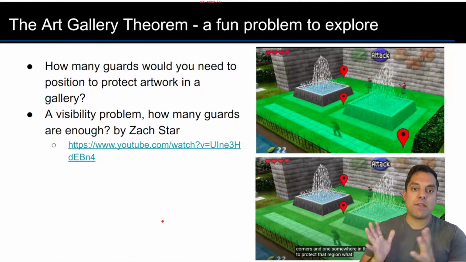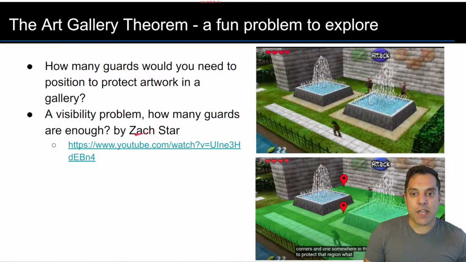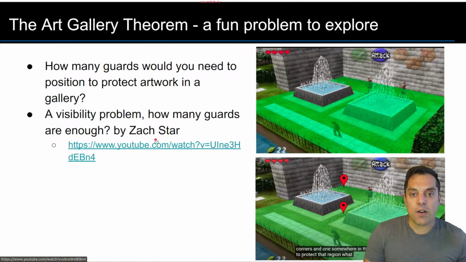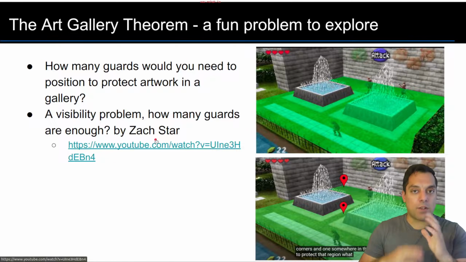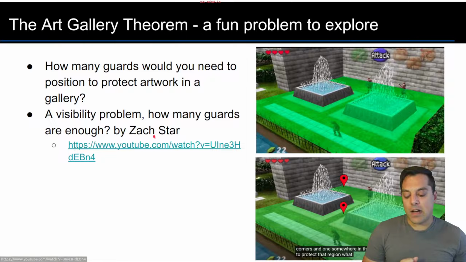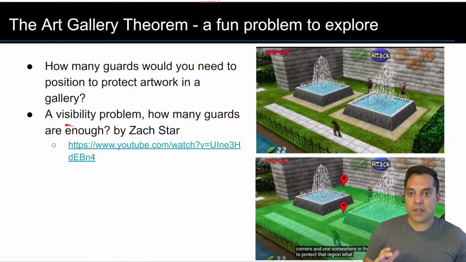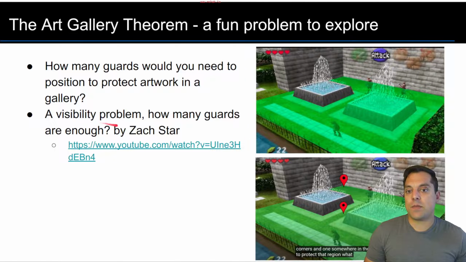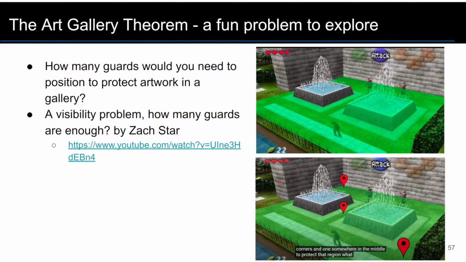All right, and just to give you a few fun things, I want to give a shout out to this channel. This had a very fun video on more computational geometry problems related to triangulating objects. There's the art gallery theorem. This is probably the first problem that you learn about. It's usually in the introduction of geometry textbooks, and I think it's really fun. Zach Star's channel made this video, a visibility problem, how many guards are enough? And I think this was a really cool visualization. So just want to give a shout out there. I'll get out of the way so you can see the whole thing here.